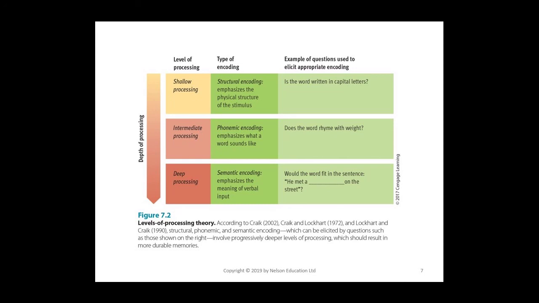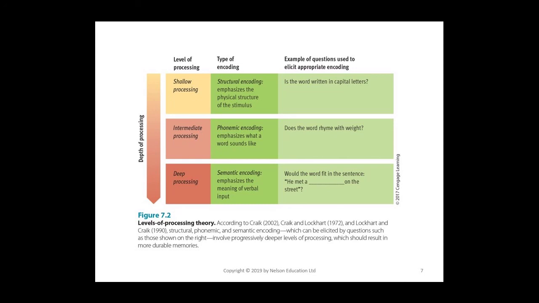Structural encoding is relatively shallow processing that emphasizes the physical structure of the stimulus. So for example, if words are flashed on a screen, structural encoding registers such matters as how they were printed, capital letters, lowercase, and so on, or the length of the words, how many letters were there.